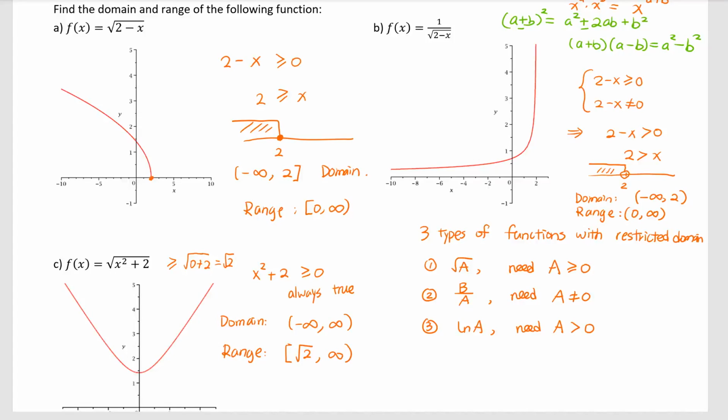Okay? And I also gave you the picture here. You can see square root of 2 is like 1.4 or something, right? So this is the lowest it can get. The domain is all real numbers. The range is greater or equal to square root of 2. So far, so good, everybody?